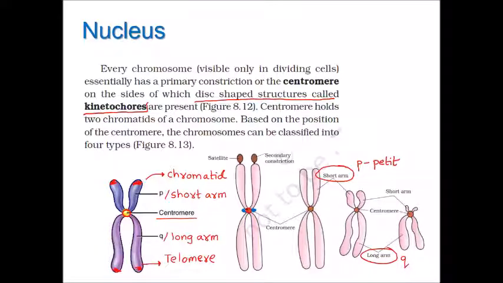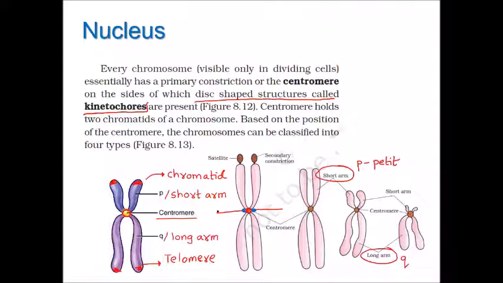Okay, the function of kinetochore I had mentioned earlier. During cell division, spindle fibers will attach to the chromosome so that it can be separated. So spindle fibers will come and attach to these kinetochores. So kinetochores are the sites for attachment of spindle fibers during cell division. Again, we'll discuss kinetochore in detail in the cell cycle chapter. In this chapter, it is not very important.